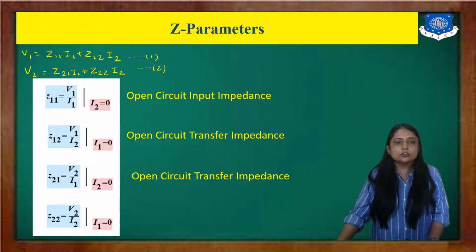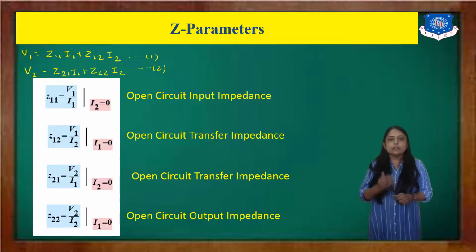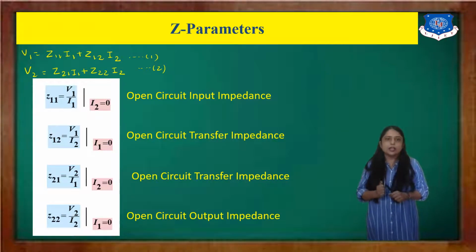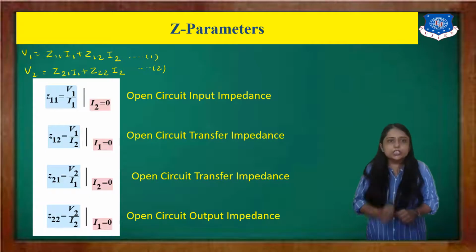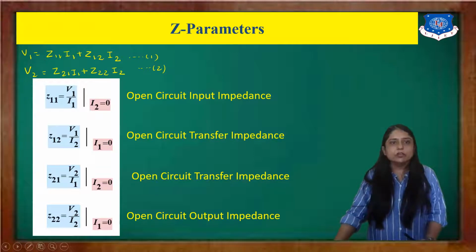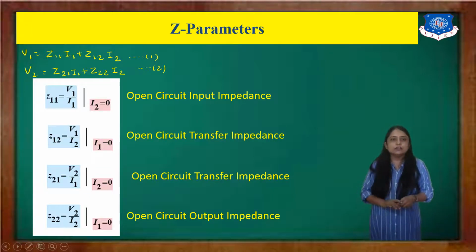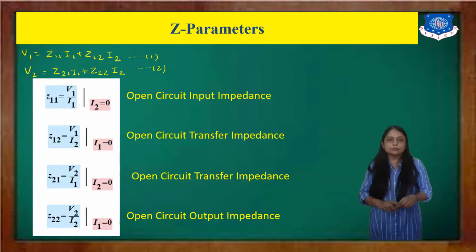And this is also known as an open circuit output impedance, because here we have V2 and I2. So in each and every parameter, see, whatever is written, that is Z11 into I1. So here I1 is there, so we will take I1 equal to 0, and the second time we will put I2 equal to 0. So we will get different parameters.